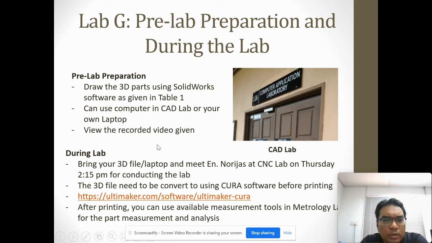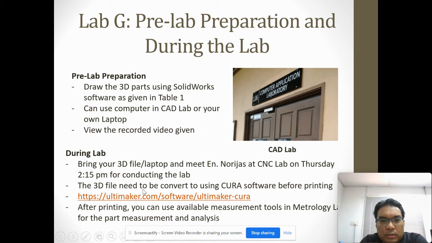Okay, so during the lab, you can go directly to the lab and meet Mr. Norijas. Bring your 3D file and also your laptop. It is recommended to bring your own laptop, unless you need to go back to the CAD lab to do corrections and so on. Okay, so at the CNC lab at about 2:15 p.m. to conduct the lab.